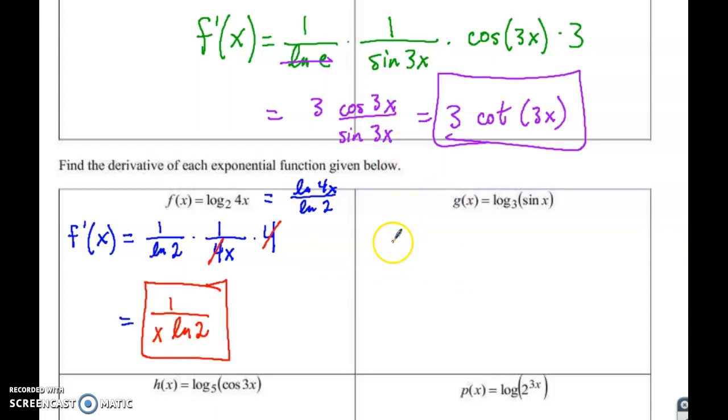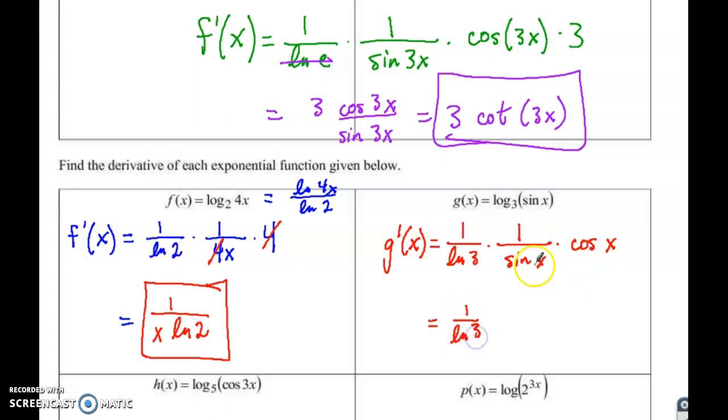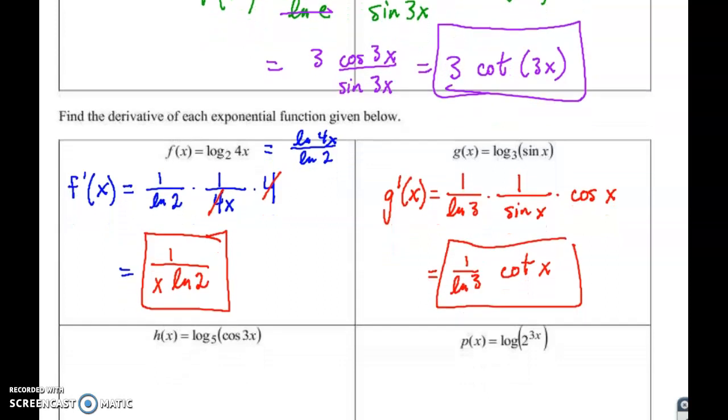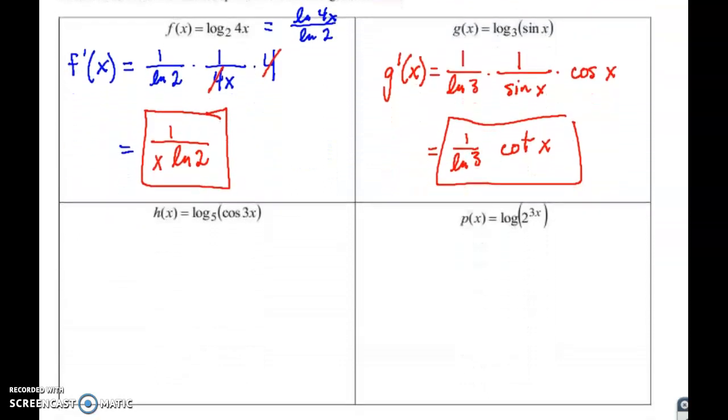So g of x, very similar. G prime of x is going to equal 1 over natural log of 3 times 1 over sine of x times the derivative of sine, which is cosine. And you'll probably see some answer keys that write this, that cosine over sine is cotangent. Just got to keep practicing here.